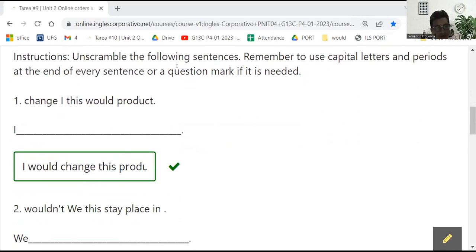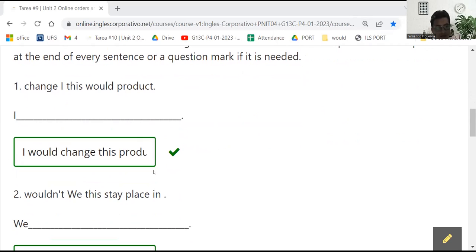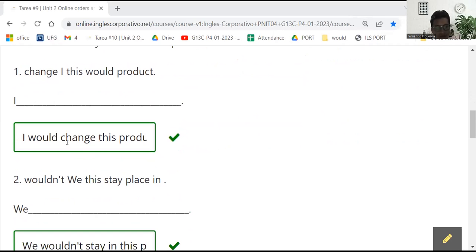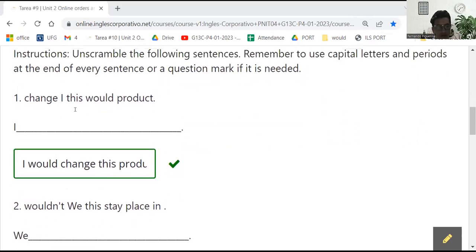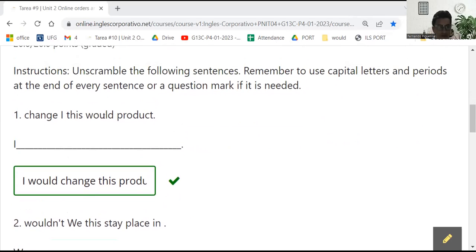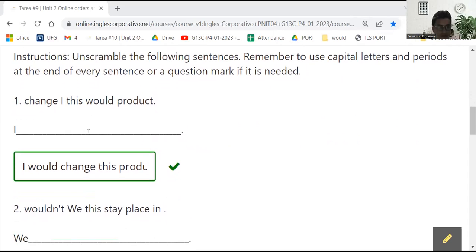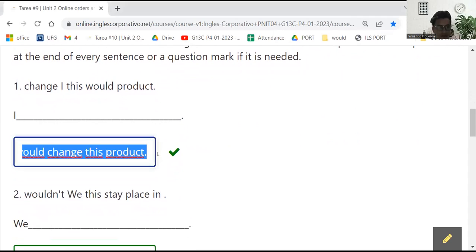I would change this product. Entonces, como le comentaba anteriormente, no necesariamente va a ir un like. Aquí dice cambiaría este producto. I would change this product. En la siguiente, me parece que había un to aquí, no estoy segura. Bueno, en todo caso sería así. I would change this product. Cambiaría este producto. ¿Cómo nos quedaría la número 2?